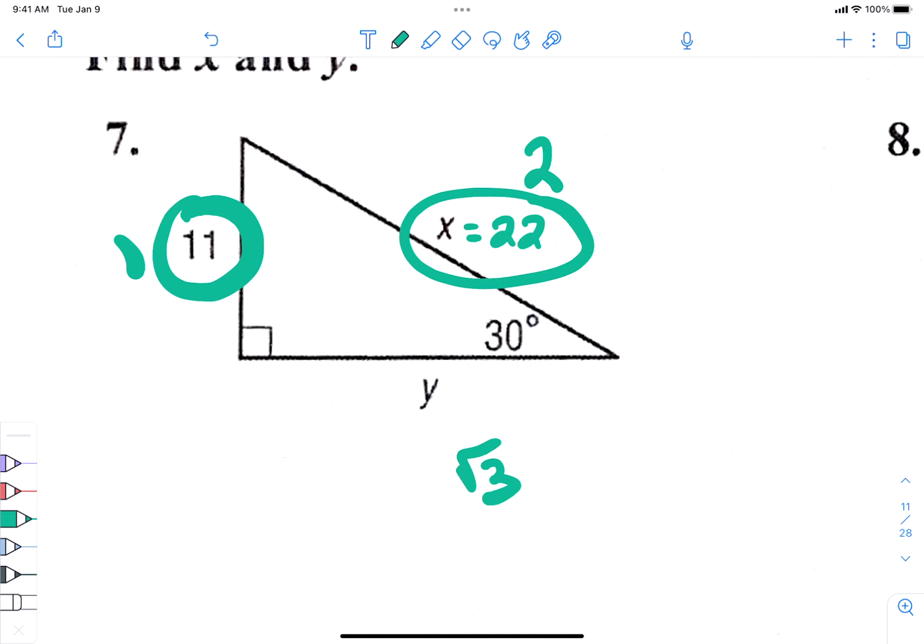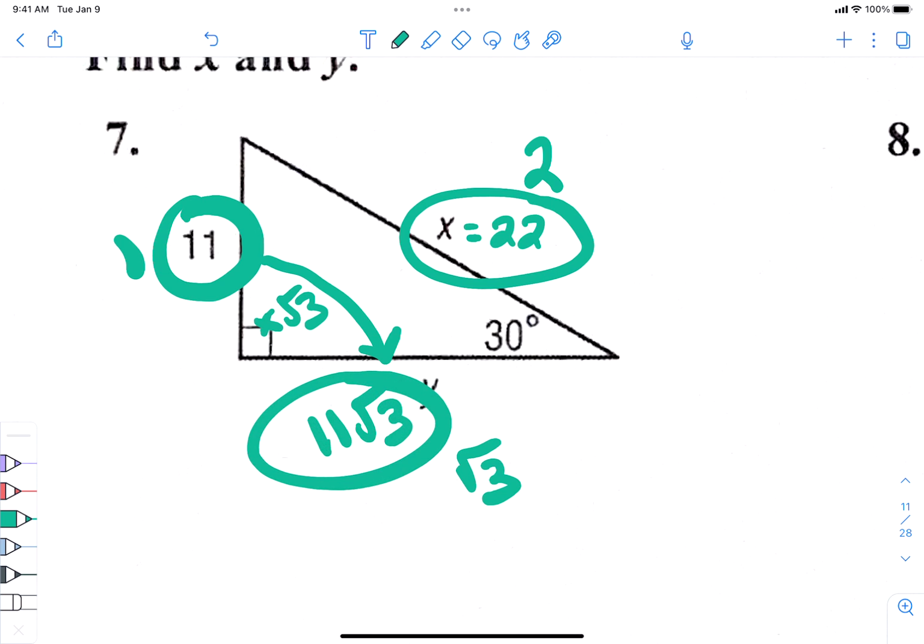So 22. What about Y? You just take this guy and multiply him by the square root of 3. What's 11 times the square root of 3? Just 11 square roots of 3. That's what he will be, right? That's the relationship between those guys, okay? All right, the square root of 3, don't make it a decimal, right? Don't make it a decimal.